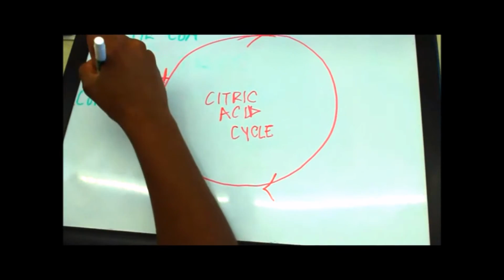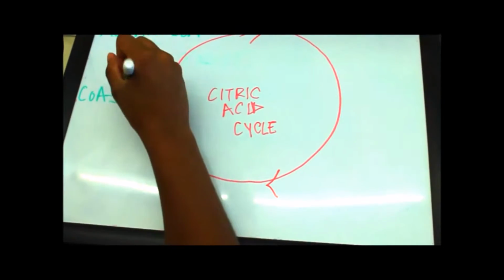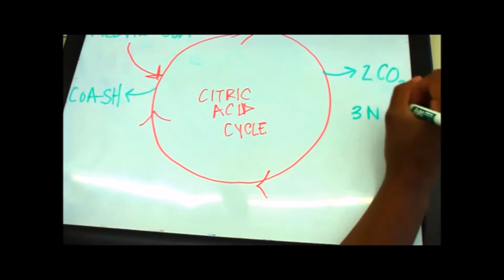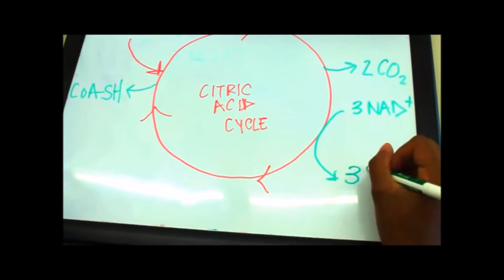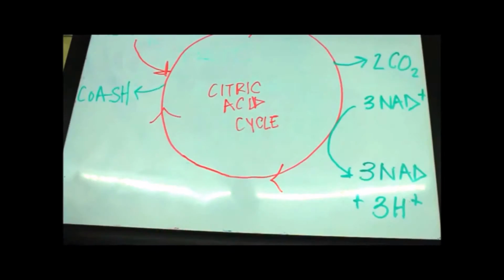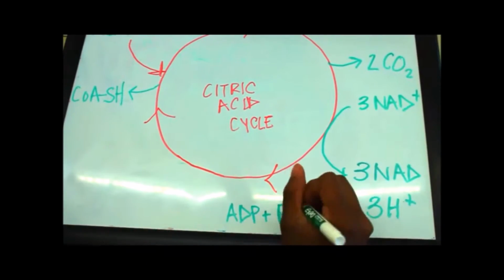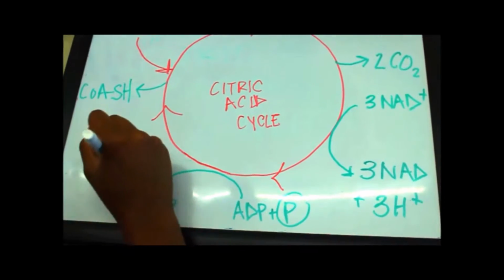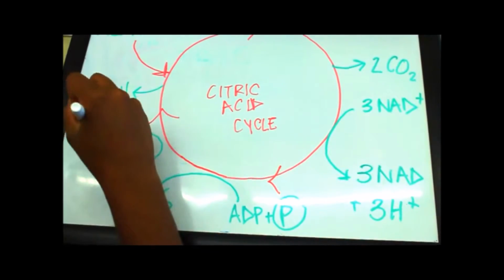So what happens is, in the beginning of the citric acid cycle, it begins when acetyl coenzyme A combines with oxaloacetate to form citrate. And then there are 7 intermediate products, and one cycle produces 3 NADH and 1 FADH2 and 1 ATP, and 2 CO2 are released.